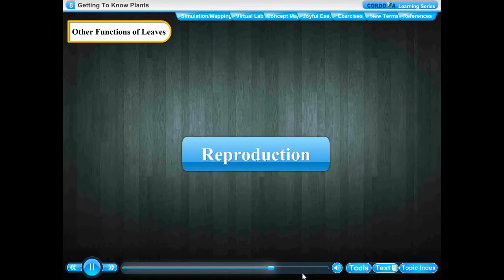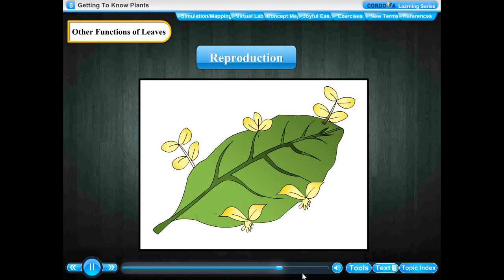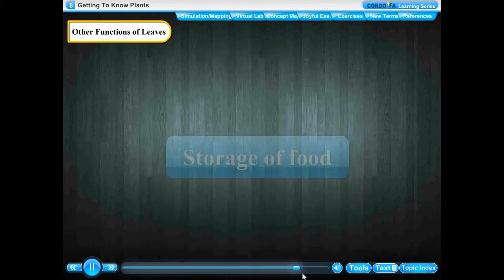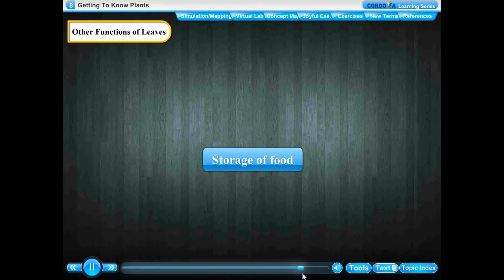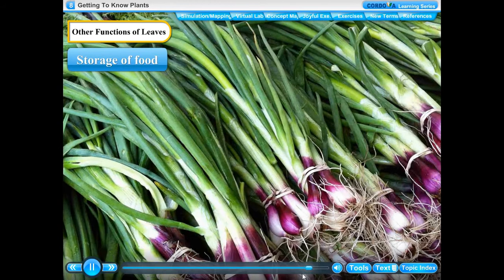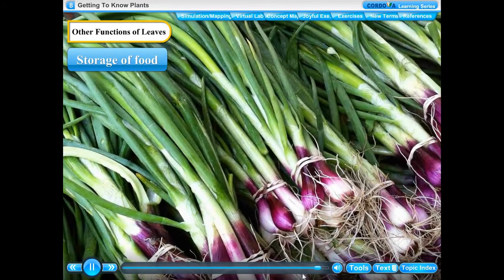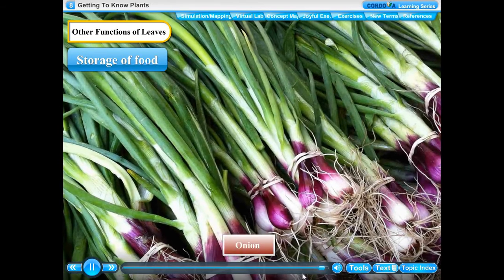Reproduction. In some plants, such as Bryophyllum and Begonia, buds develop into leaves. These buds grow as new plants. Storage of food. In some plants, leaves are modified to store food. For this purpose, leaves become thick and fleshy. An example is onion.